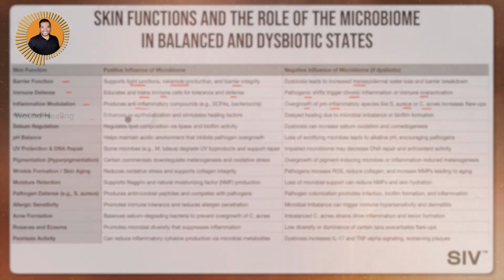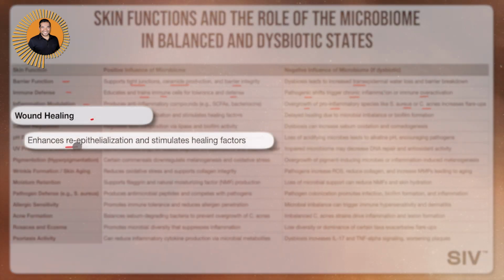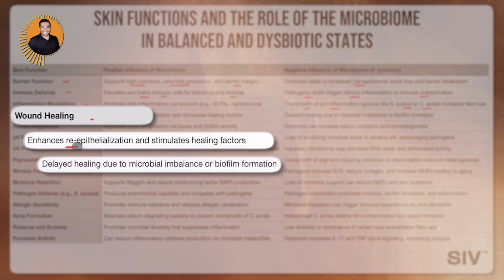Wound healing, of course, it enhances re-epithelialization, which is the formation of the epithelial cells. Microbes can stimulate that turnover and help wounds heal faster and with less scarring as well. You can end up with delayed healing if you have a dysbiotic skin microbiome because of that imbalance of microbes, and you can end up then having more biofilm production and potentially more pathogens taking over as well.